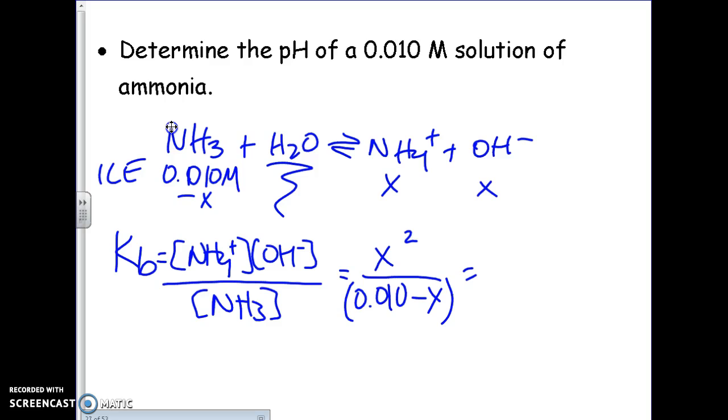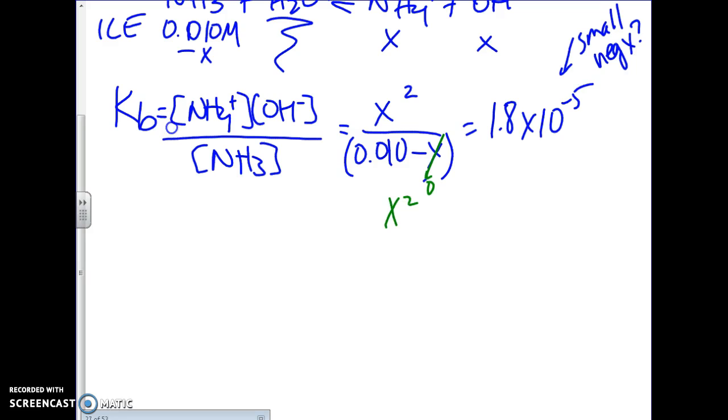You can Google online, but I'll go ahead and tell you this is 1.8 times 10 to the negative 5th. Notice that this is very small, and so your first thought is, can you neglect x? Because you would probably like to get rid of the x value down here so you can simplify your math. Let's try. If we assume that is 0, it does straighten up our math a bit, as x squared is equal to 1.8 times 10 to the negative 5th times the denominator of 0.010.